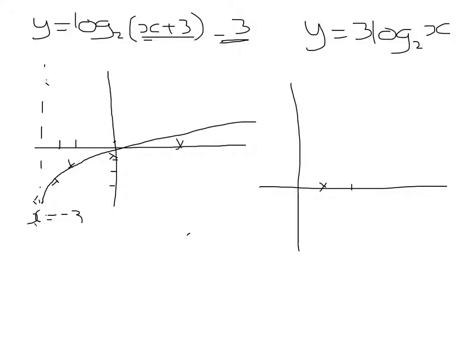When x is 2, y would normally be 1, but now it's going to be 3 times 1. And when x is 4, y would normally be 2, and now it's going to be 3 times 2, so it's going to be up at 6. So our new graph is going to look like that, a lot steeper. But the asymptote stays the same and the x-intercept stays the same.